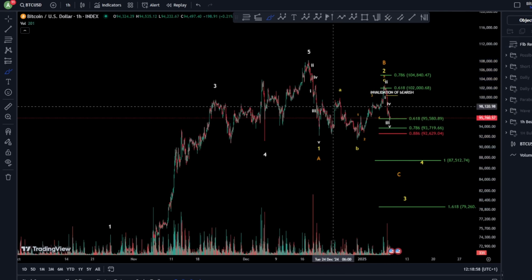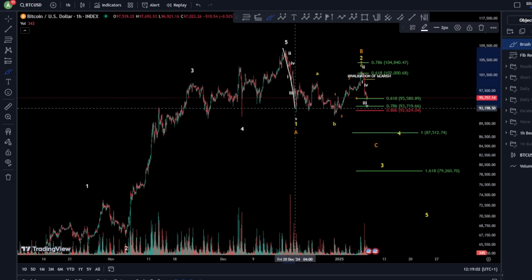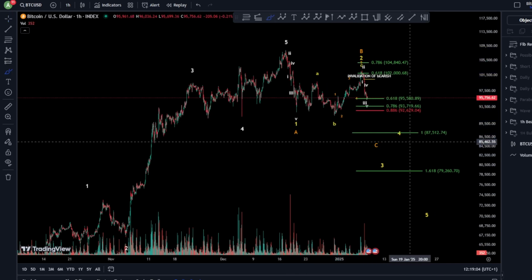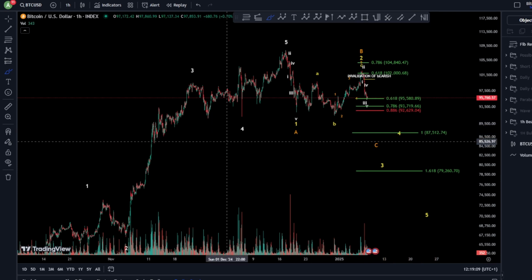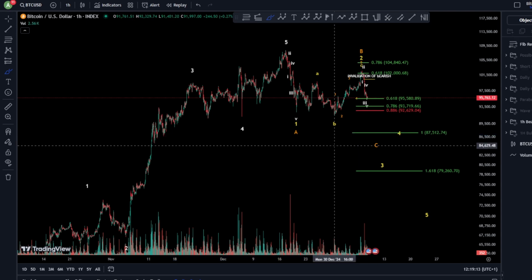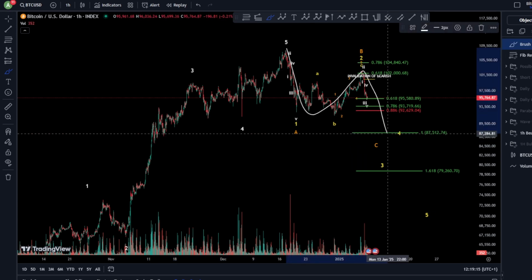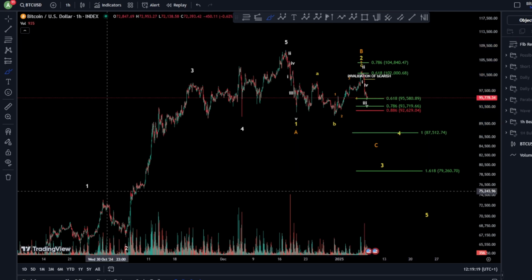In case we are short-term bearish and we are in a correction, as A, B, and a C, we are looking forward for a 1-to-1 fib level at 87,000, which is in confluence with this technical support. And this will still open the scenario for the bull run again to move toward the upside.